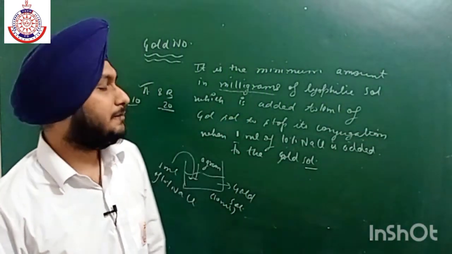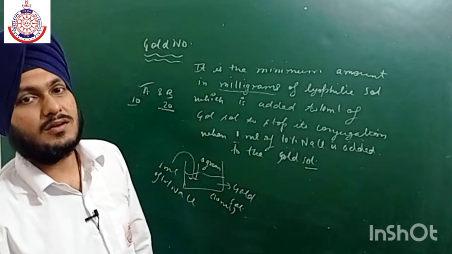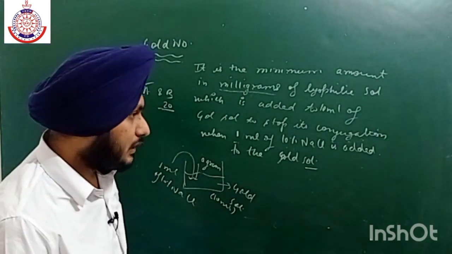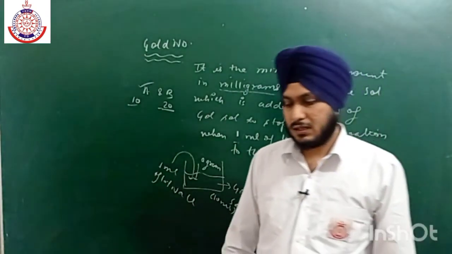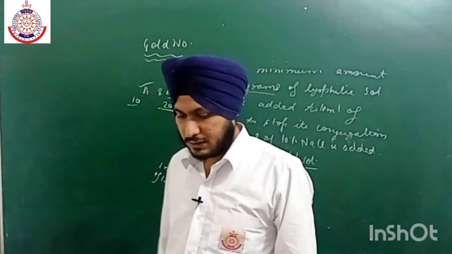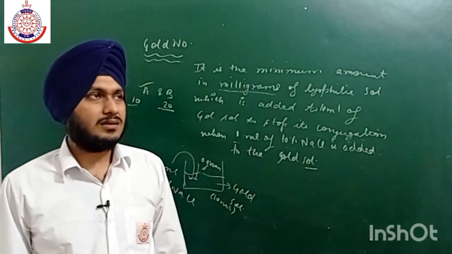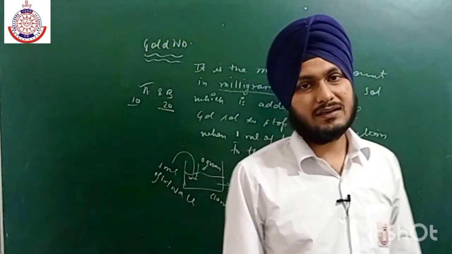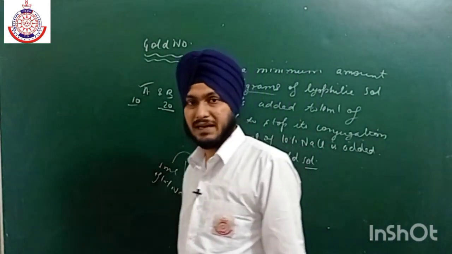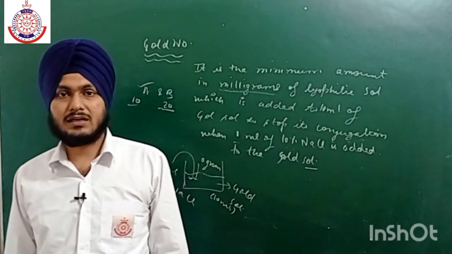Now, what is the main cause of stability of lyophilic sols? Actually, the main cause of stability of lyophilic sols is the solvation. The main cause of stability is the solvation of ions as compared to lyophobic. We know that they are highly hydrated, so solvation जो है वो सबसे main reason है lyophilic की stability का.